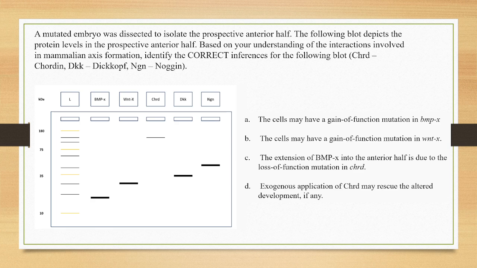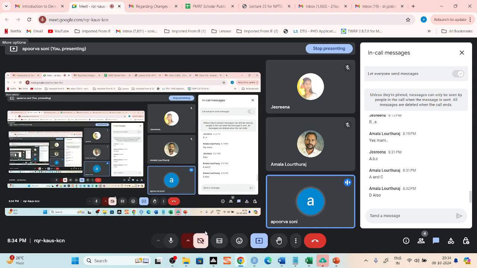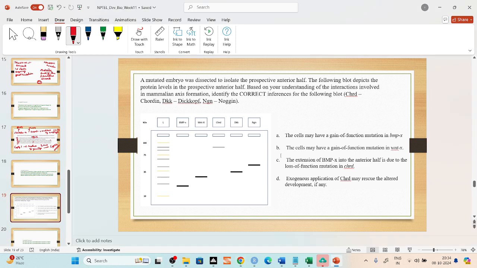Okay, now I'm switching the screen. I hope you have tried to solve it. Okay, let us see. Amla has answered A and C, and then he has also answered A, C, and D, you are saying, okay? A, C, and D, you're saying. Okay, fine. So let us try to understand this.